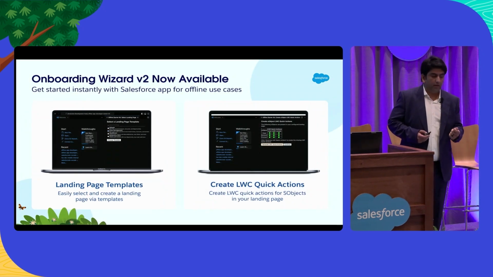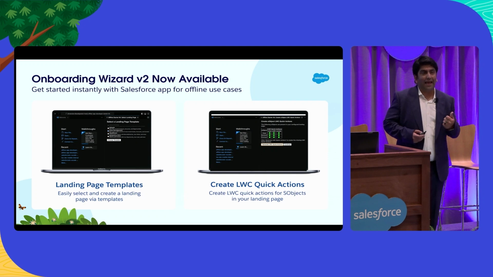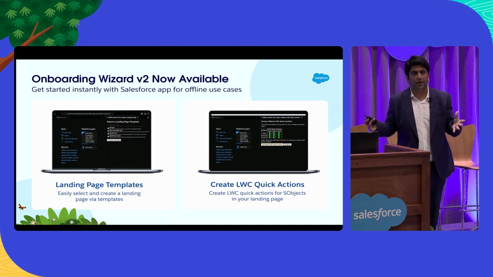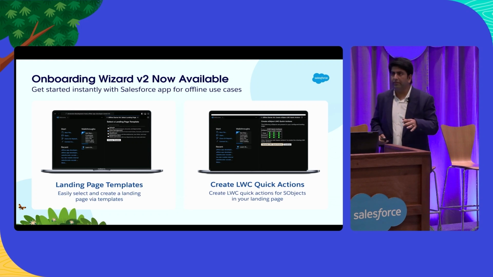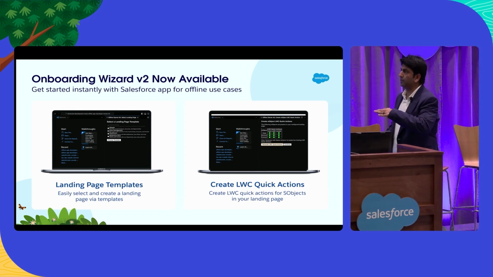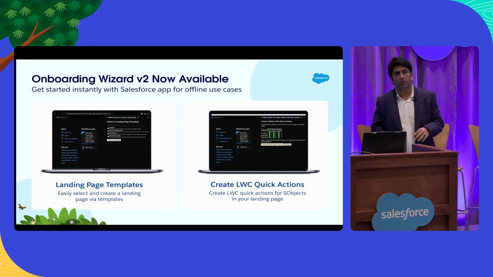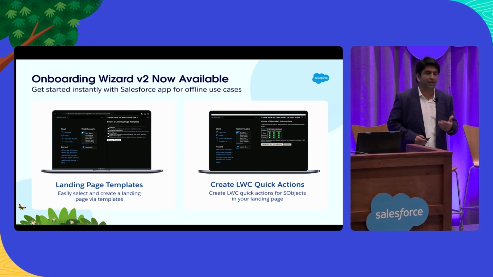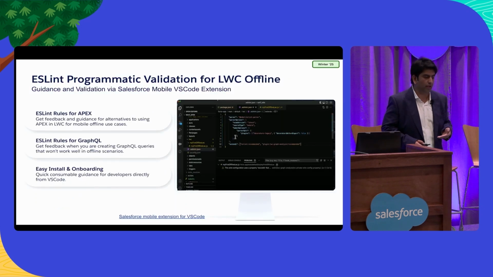For offline, we've created landing page templates for you to configure a landing page wherein you want to focus on those 5 things which your users would do 100 times a day, rather than providing them 100 things which they do only once a day. We've also provided templates and easy onboarding examples in our Visual Studio extension for you to create quick actions that are offline capable as well. And this is available today.